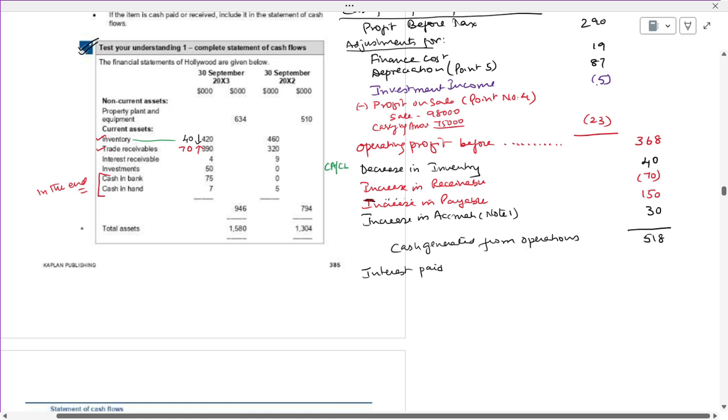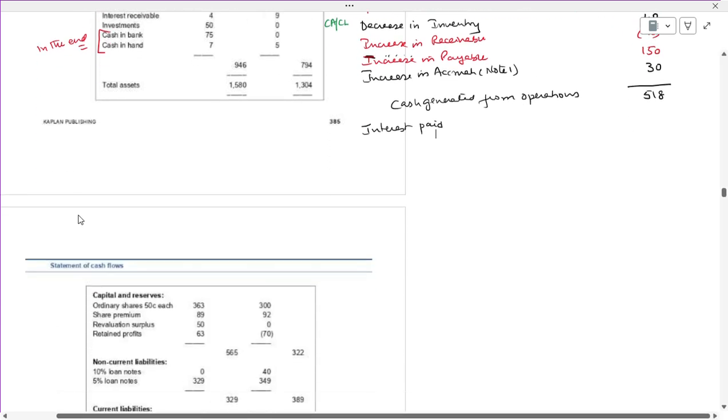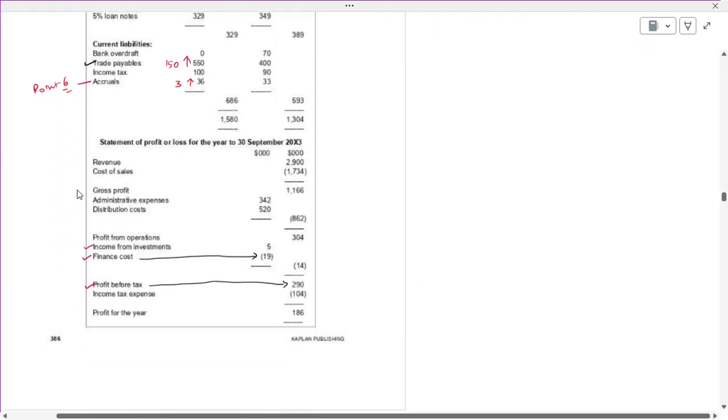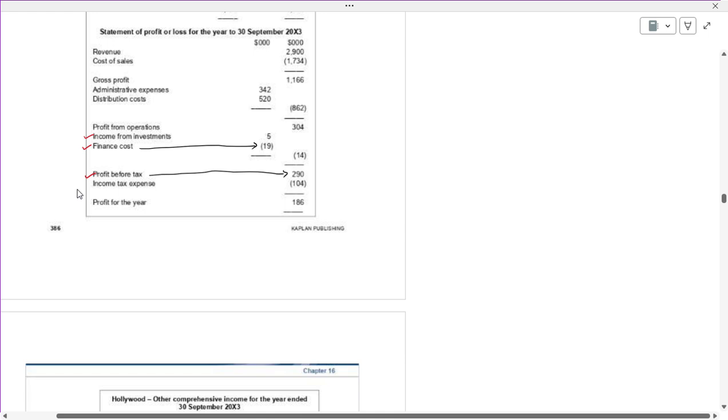Is that interest paid? Slowly, don't rush. First problem, it will take time. Interest paid: how much is the interest we have? Say, finance cost is how much? 19. Is it right?